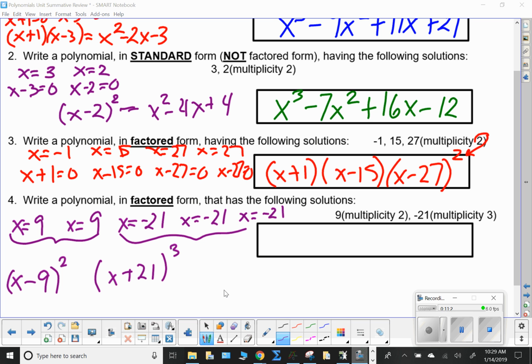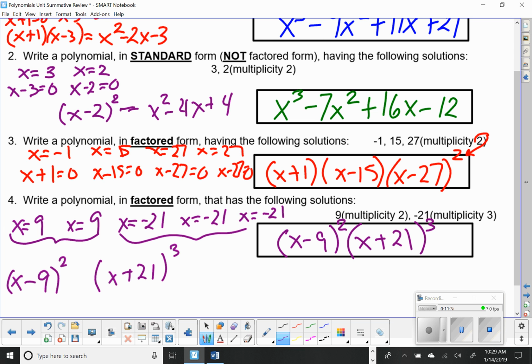Okay, sorry about that. So we have x minus 9, multiplicity of 2, x plus 21, multiplicity of 3, and you are done. That's objective 1 and objective 2 of the polynomials. Great job!